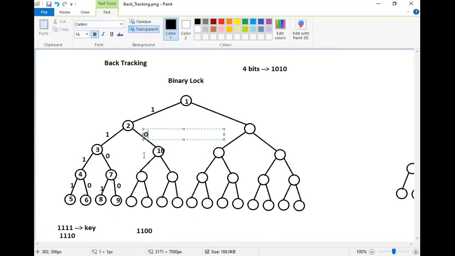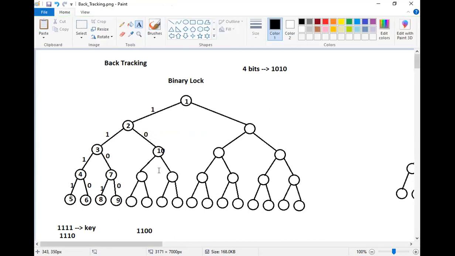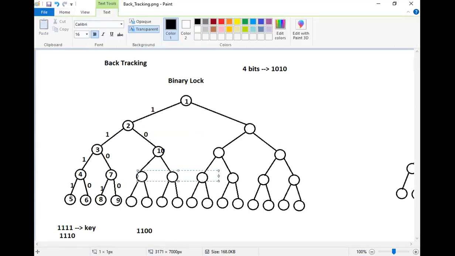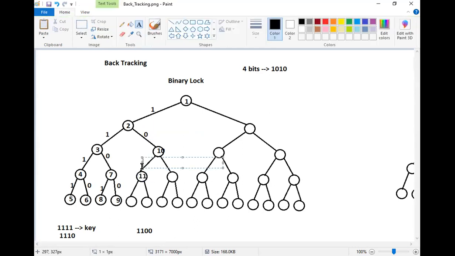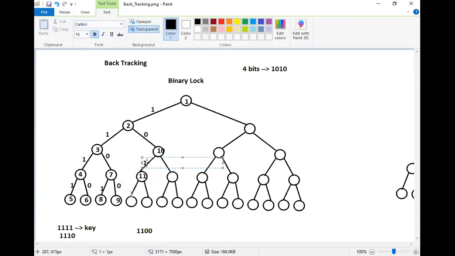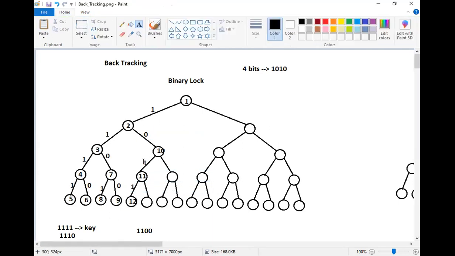Correct? Now can you tell me what I have to do next? Next, where else can I go? Left of 10. So shall I name it as 11? Edge value will be what? 1. From 11, where can I go? Left or right? Left. So left of this 11 I can give as 12, and the edge value will be 1.